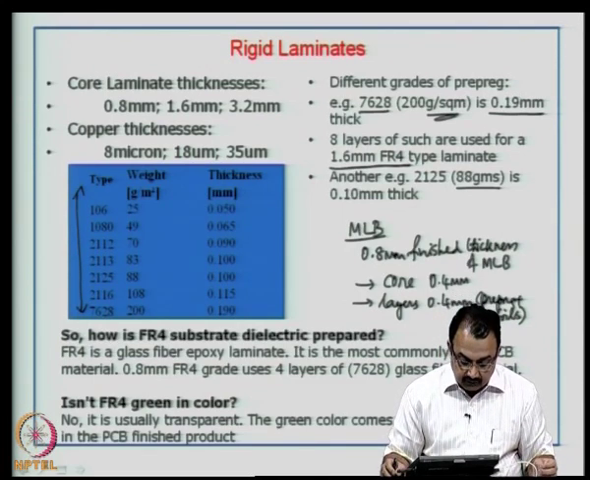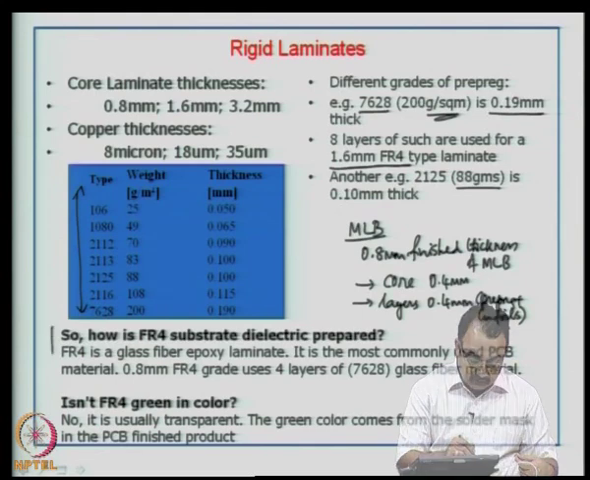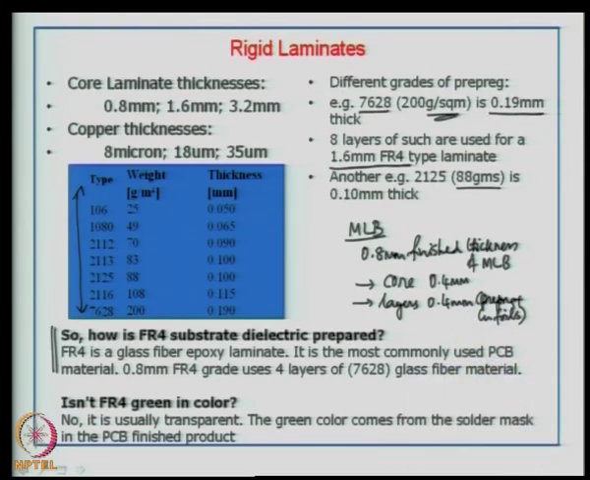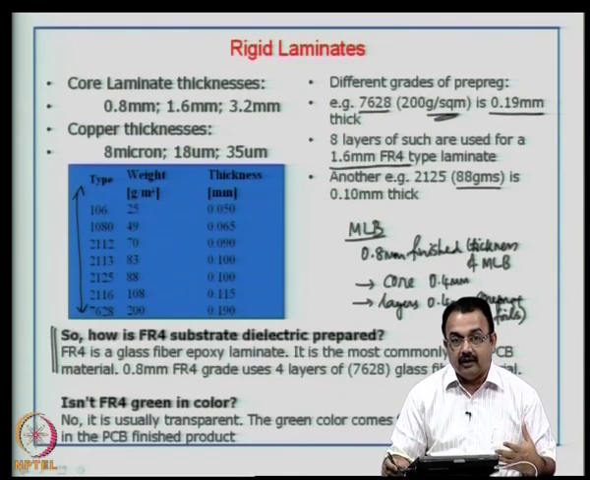Now, the question is, so how is FR4 substrate dielectric prepared? We have seen FR4. I want to re-emphasize that it is a glass fiber epoxy laminate, most commonly used PCB material. 0.8 mm FR4 grade uses 4 layers of glass fiber material. Now, is FR4 green in color? Because I have shown you various samples over the last few lectures. Is it green? No, the basic FR4 material is not green in color.